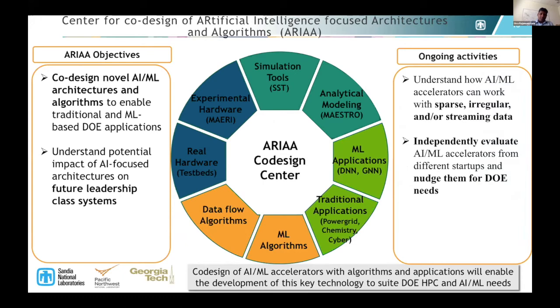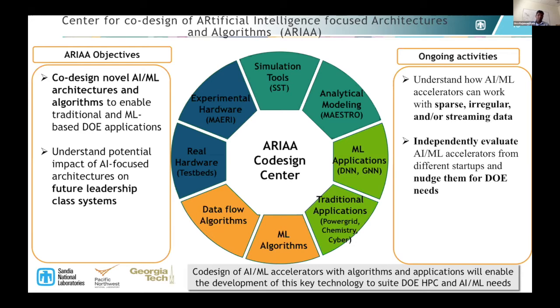Okay. So if you have a spatial or data flow accelerator, here is the focus for this project that I lead along with two other PIs at Georgia Tech and PNNL. There are four objectives here, and the first is to co-design these architectures and algorithms. The second is, can we use these machine learning accelerators in some of our future DOE leadership class machines that we build? The third is, if you notice, these accelerators are mainly focused on dense neural networks with a lot of dense data. But if you look at the science problems, we are interested in sparse problems and irregular or streaming data. So how do we change the architectures for our use cases?